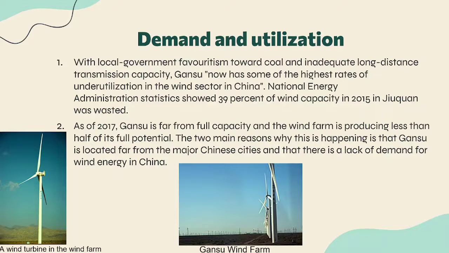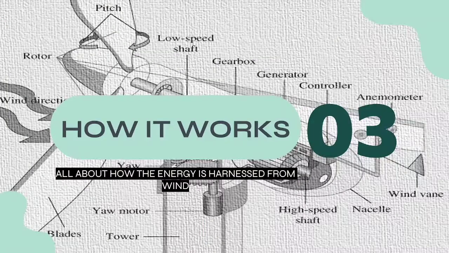National Energy Administration statistics showed 39% of wind capacity in Jiuquan was wasted in 2015. As of 2017, it is far from full capacity, and the wind farm is producing less than half of its full potential. The two main reasons why this is happening are that Gansu is located far from the major Chinese cities and that there is a lack of demand for wind energy in China. Below are a few pictures of the Gansu wind farms and wind turbines.